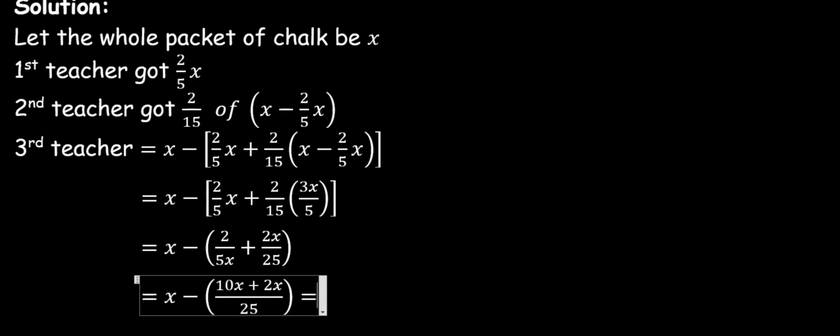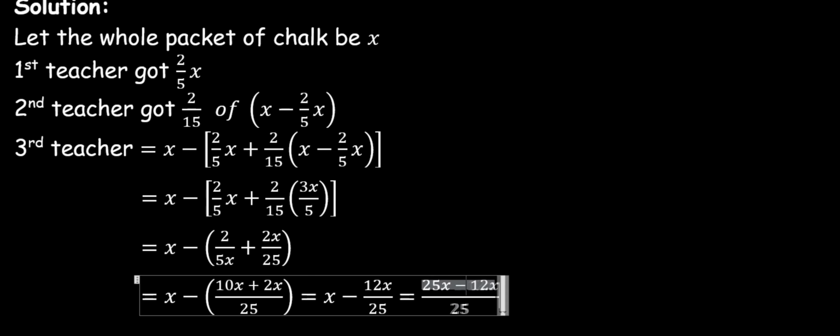Next, we now have our result as x minus 12x over 25, which is the same as 25x minus 12x over 25. We just simply did our arithmetic operation, 25x minus 12x. And that's the same as 13x over 25, which is 13 over 25 of the whole pack of chalk.